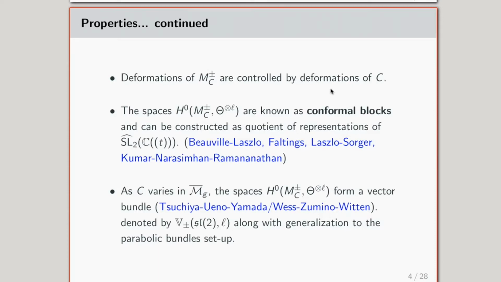Just imagine the rank 1 case: this M_C is just like the Jacobian, and then theta is just a theta divisor, so you have theta functions. So these H0 spaces, you can think of as non-abelian theta functions. Now the fabulous property of this is that as you vary the curve, the moduli spaces vary, but the dimension doesn't change. For example, if you fix a geometric curve and change the complex structure, this number will not change.